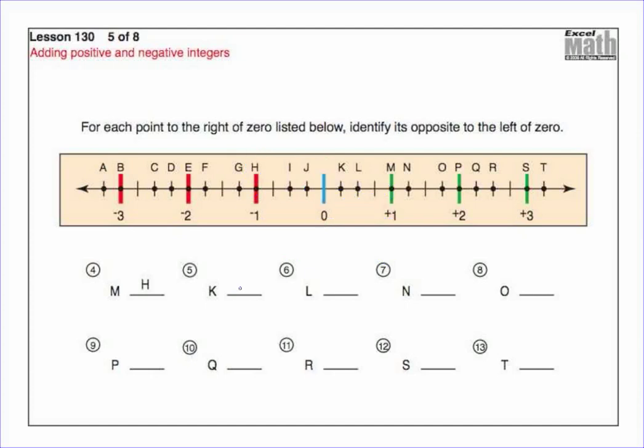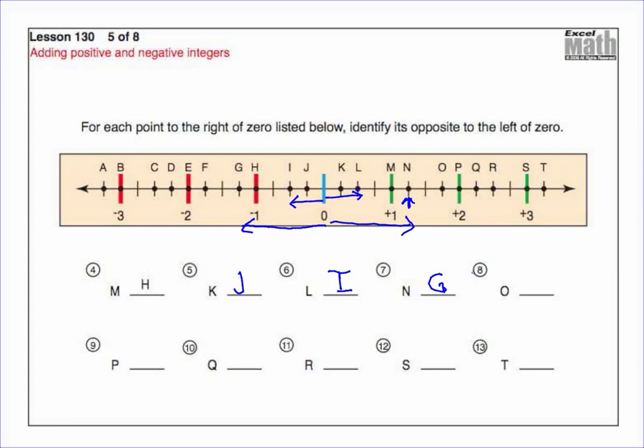All right, number 6. Oh, by the way, that was J. Okay, number 6, L. Well, how far away from the 0 is that? About that far, which is 1/2, so negative 1/2 at I would be the correct opposite of positive 1/2. N is a little bit past positive 1, and you can see it's about that far away. We do the same thing on this side. We get the letter G.